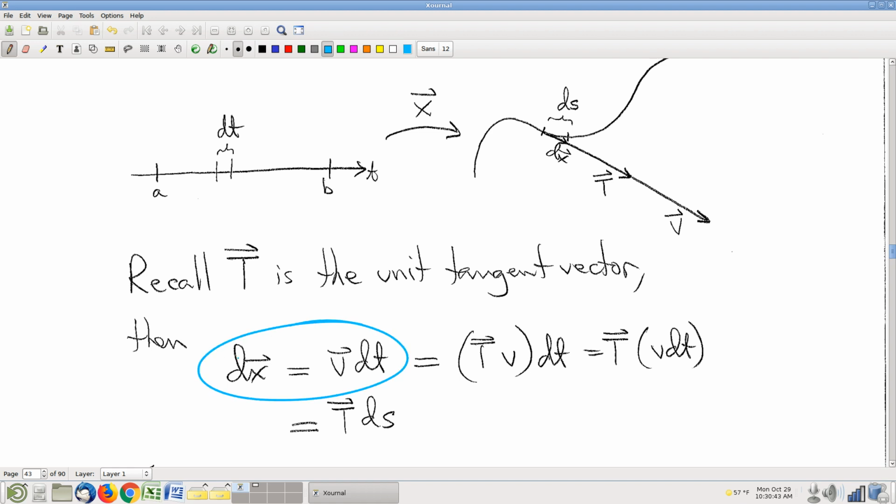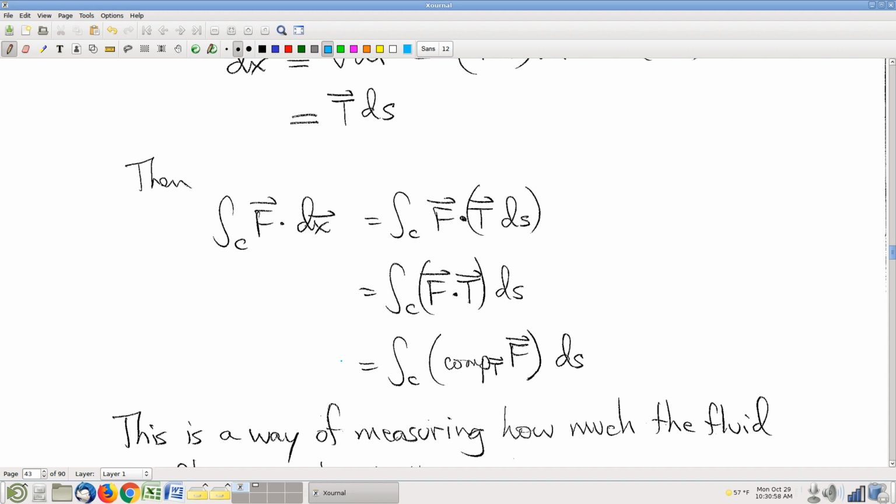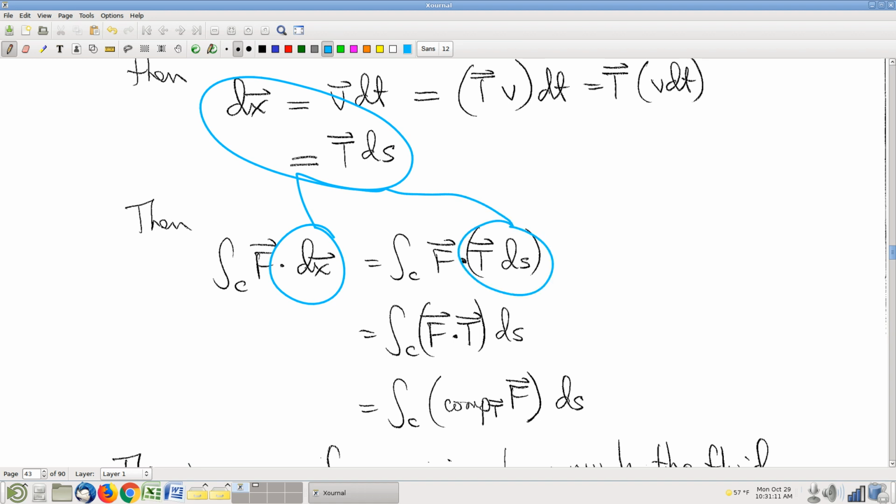Previously we thought about the dx vector as being v dt. Now, and this is just different, it's not better, it's not worse, it's just an alternative. You can think of dx as being t ds. Okay. So, here's our vector line integral that we were conveniently thinking of in terms of computing work. Now let's just plug in what we just showed here. dx is t ds.